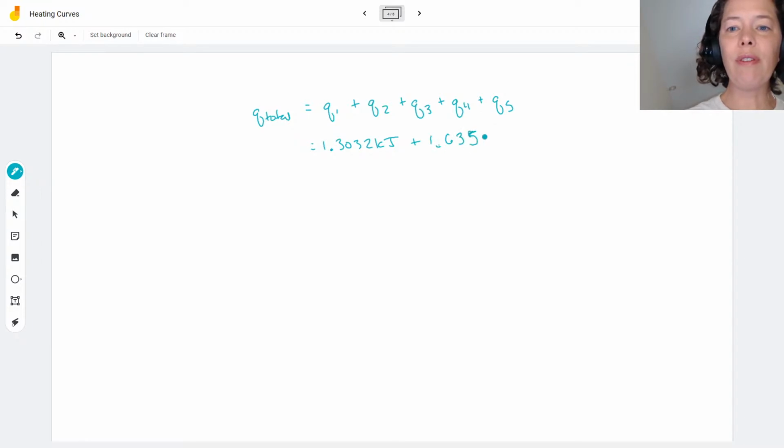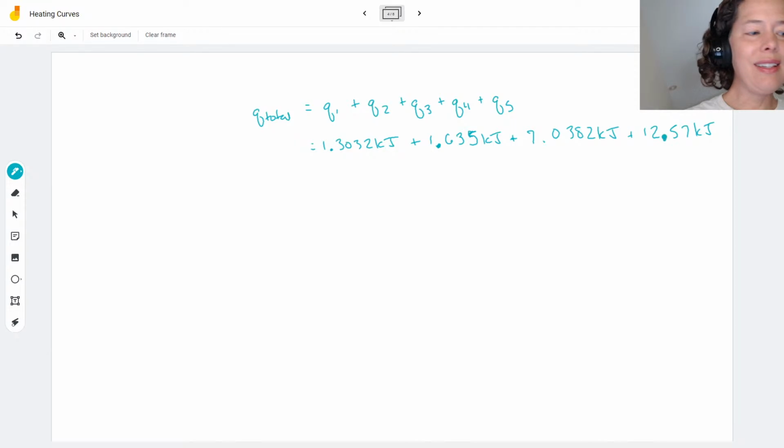635, that is a 5. Again, kilojoules. Let's keep going. That decimal is having some trouble. Okay. 7.0382 kilojoules. I don't know if I'm even going to get this on one line. I should have started farther away. And I have my last Q5, which I am just going to wrap on down here. So those are all of my Qs.